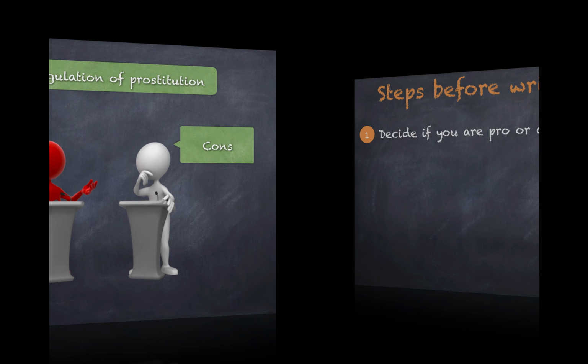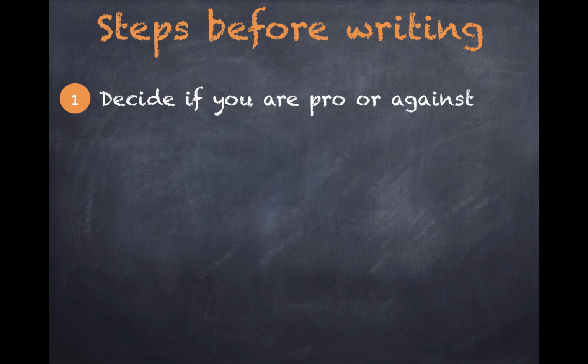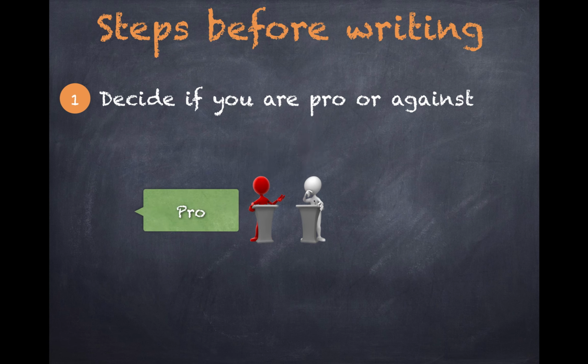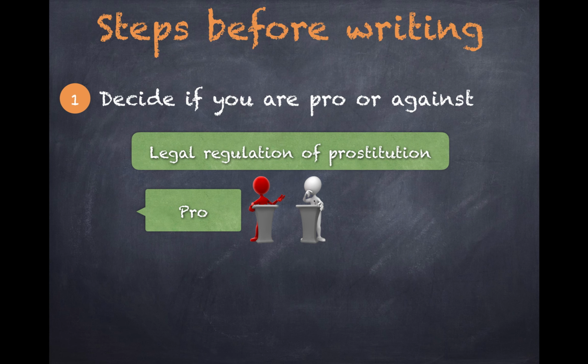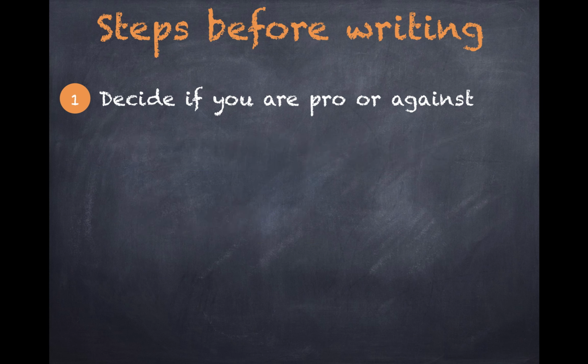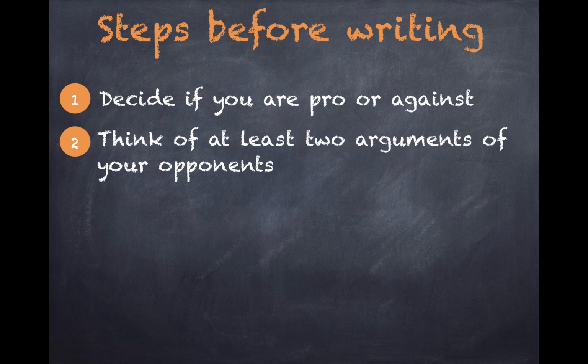There are four steps before writing. The first one is to decide if you are pro or against the topic. We will be for. The second step is to think of at least two arguments of your opponents. You can use the ones that you heard during the debate. Remember that they should be ethical arguments, meaning they should be focused on the persons.